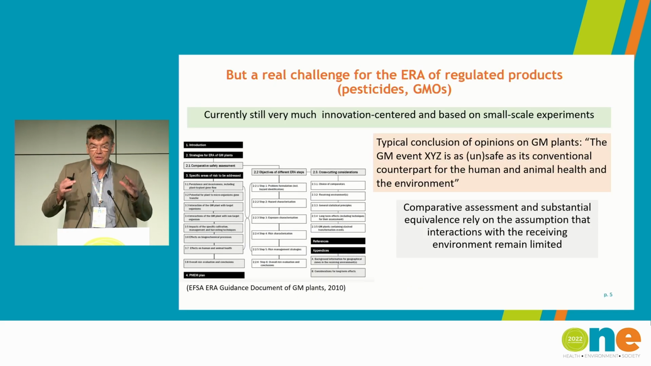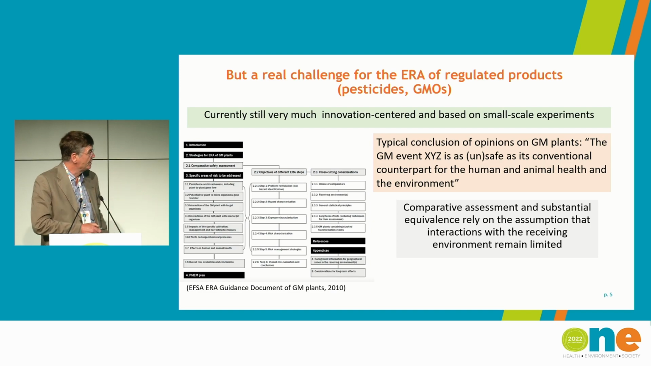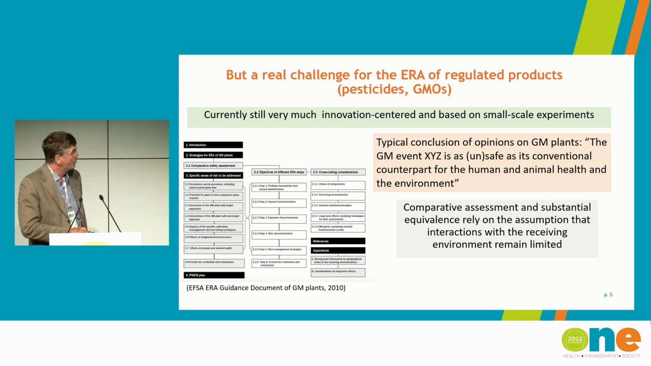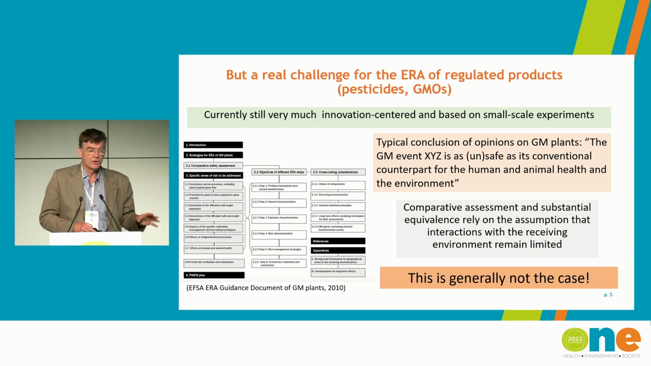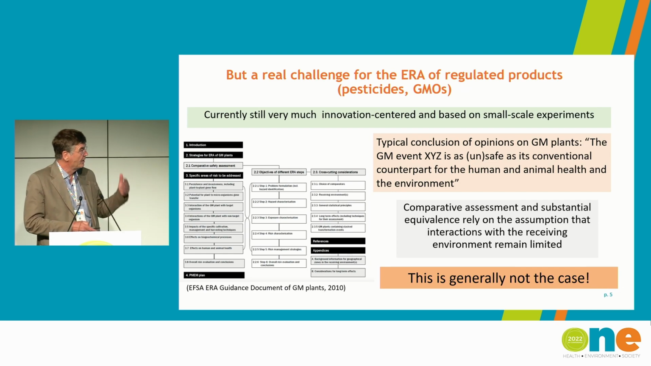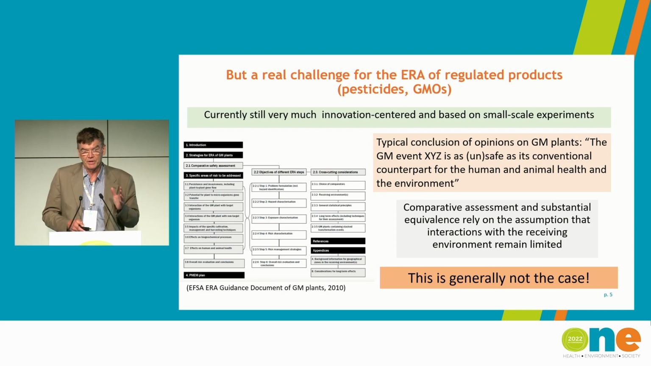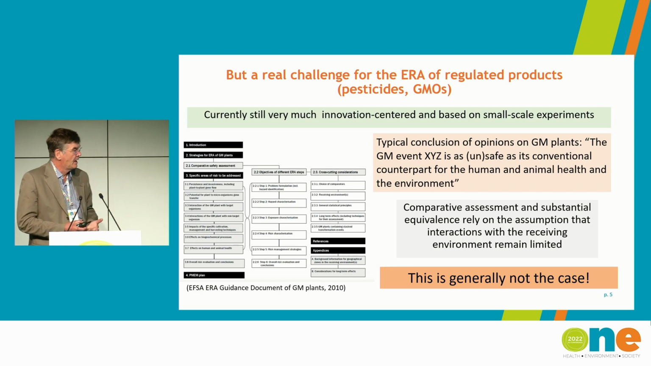But the fact is that this is a real challenge to consider this system approach, while, as I said, we are talking about one single innovation. And to do that, we are using a comparative assessment within EFSA, where we compare a GM plant with a conventional plant, and we check whether they differ apart from the trait which had been introduced. And then we focus the assessment on the new traits. And this can lead to conclusions like, well, the GM event, the GM plant, X, Y, Z, is as safe or unsafe as its conventional counterpart. But of course, this strategy relies on the assumption that the interactions with the receiving environments are limited.